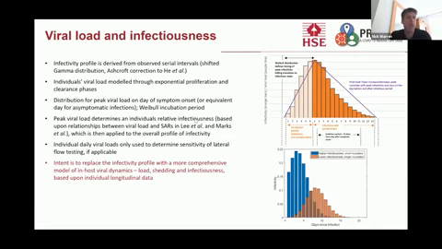And then we separately model an individual's viral load, and we model that through exponential proliferation and clearance phases with a variable peak viral load, which occurs on the day of symptom onset, with a Weibull incubation period, so time to symptom onset, or an equivalent point for asymptomatic individuals. And then the peak viral load for an individual is used to rescale the infectivity profile.